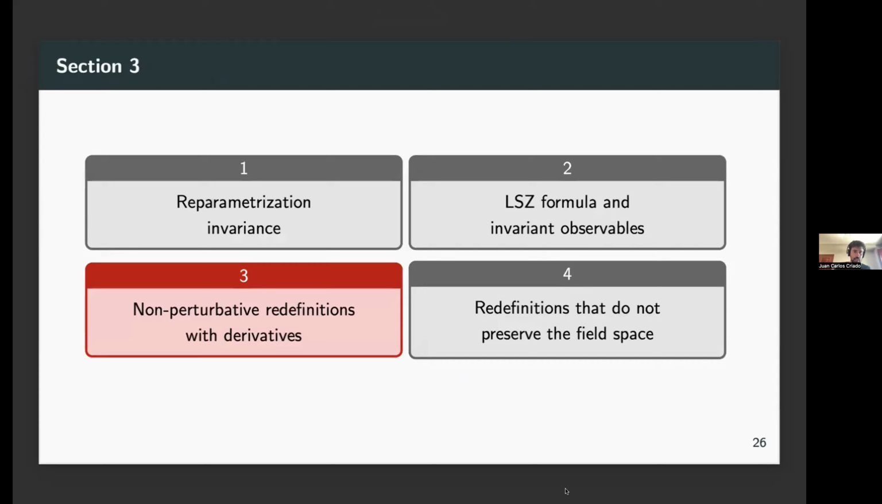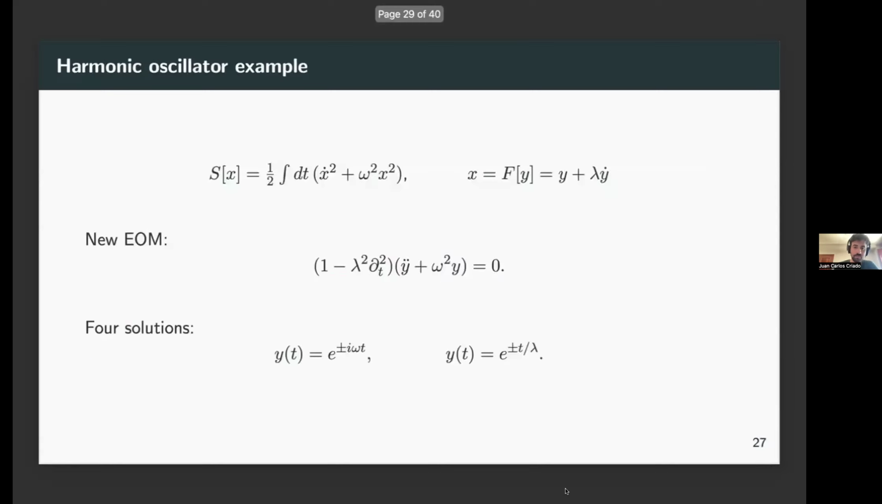All right. So that finishes the first two blocks, and now I'll talk a little bit about the issues that you will have if the field definition is not an interpolating field, so if it's not a one-to-one map. So let me start with an example, going back to the harmonic oscillator and the same redefinition we had before with a derivative and a parameter lambda.